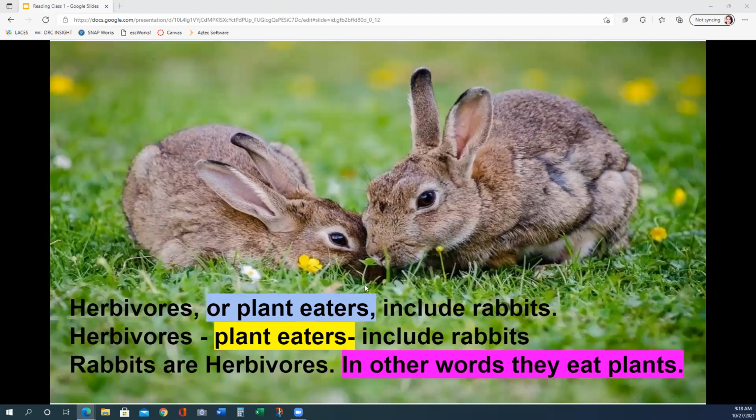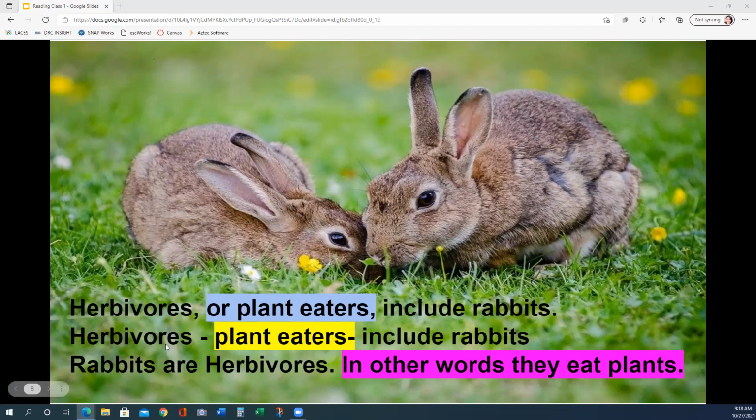Another way to look for clues is to pay attention to the punctuation that's used. If you take a look at these statements, definitions may be separated by punctuation. For example, "herbivores, or plant eaters, include rabbits." You can see it's separated by commas here. So we have herbivores, comma, or plant eaters, comma, include rabbits. The definition is separated by these commas.